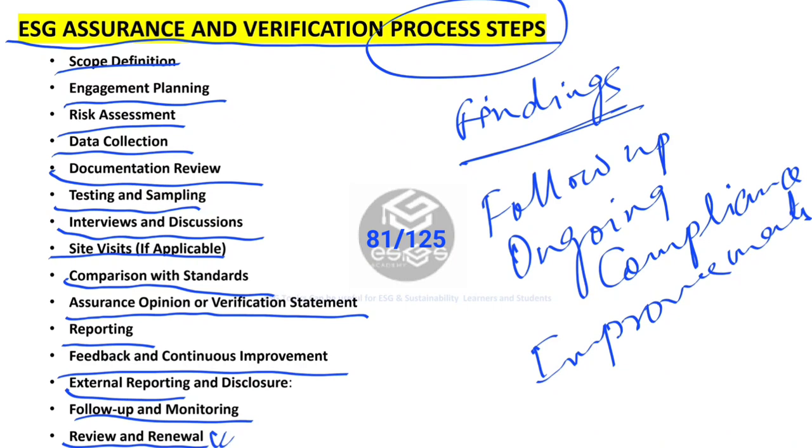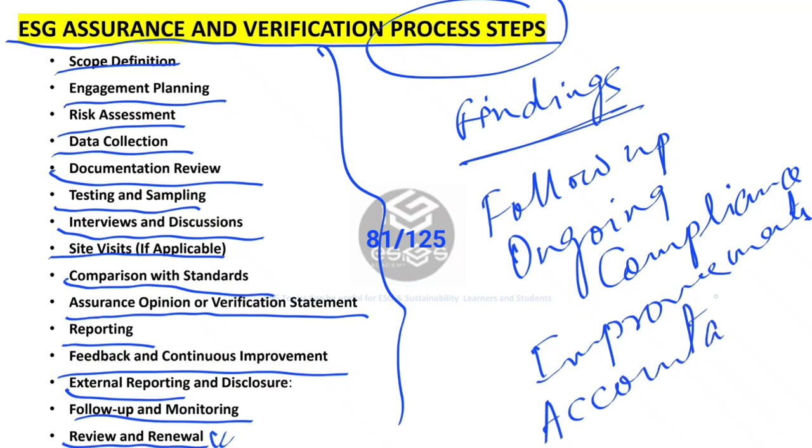So by following these 15 steps we have discussed here, organizations can demonstrate their commitment to transparency, also to accountability and responsible ESG practices. So this is how we enhance the trust and credibility among all the stakeholders by applying all the necessary steps.